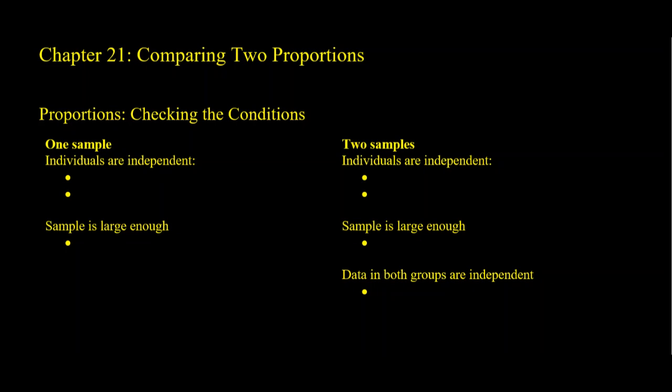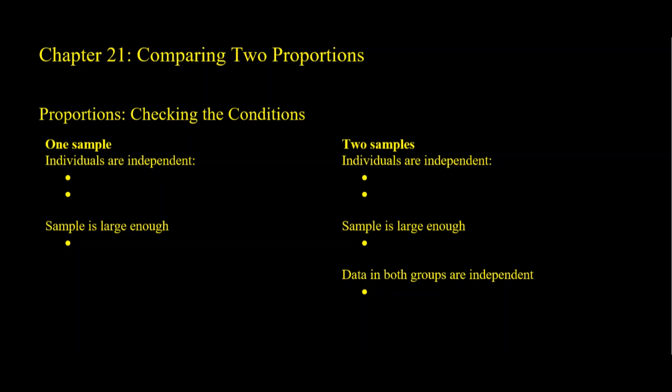Proportions, checking the conditions. So we've already done a one sample z-test, z-intervals. We know the conditions for those. But now we're going to introduce two samples, and the conditions change a little bit. So let's review one sample conditions and look at the two samples.